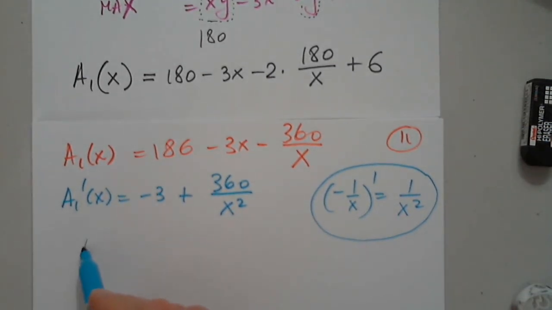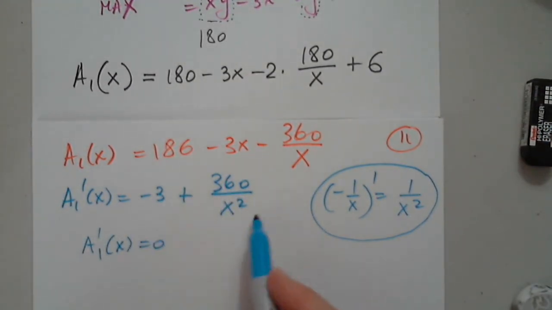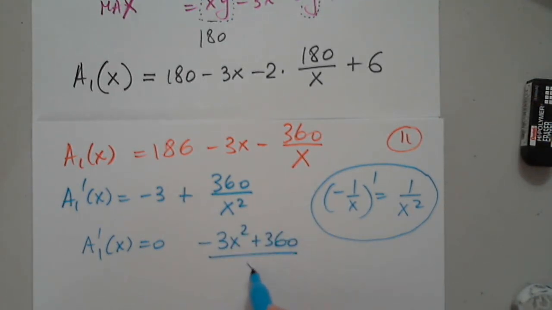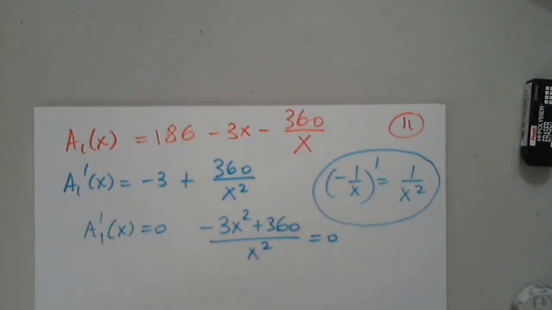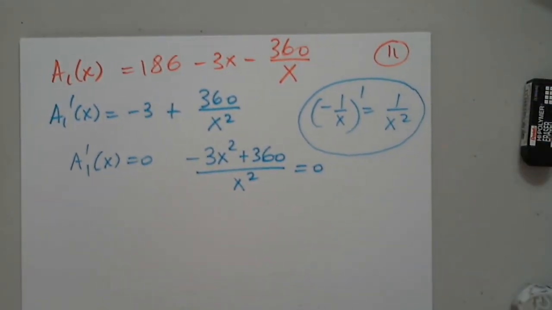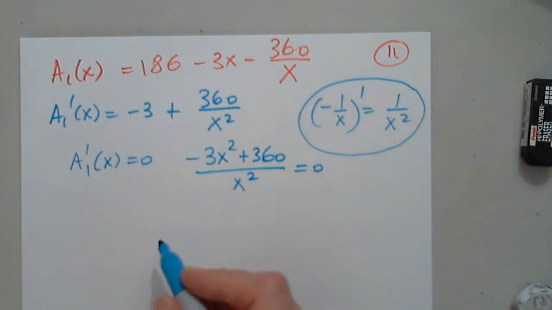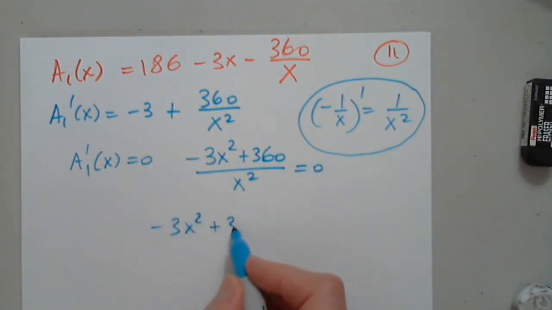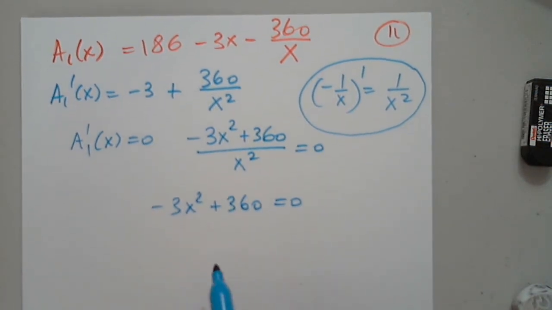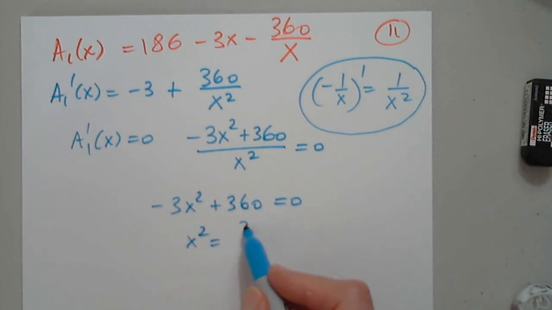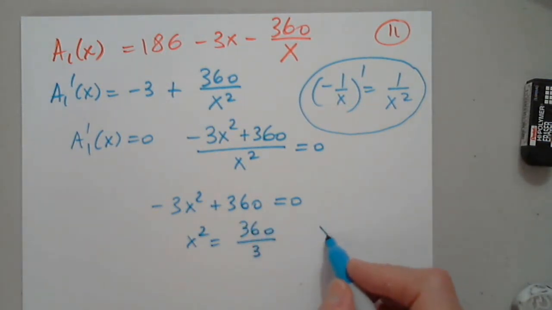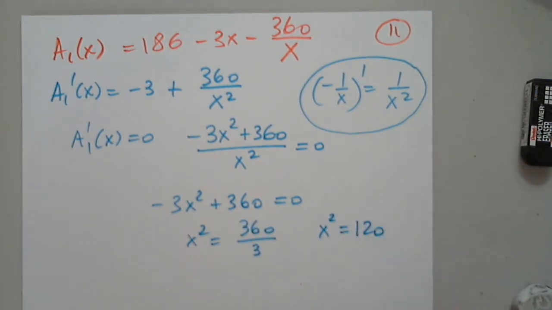Okay, so when I set this equal to 0, I have to find the least common denominator: negative 3x squared plus 360 over x squared equals 0. And I asked you many times, you always gave me the correct answer. A fraction is 0 when the top is 0. So negative 3x squared plus 360 equals 0. So x squared is 360 over 3. So x squared is 120.